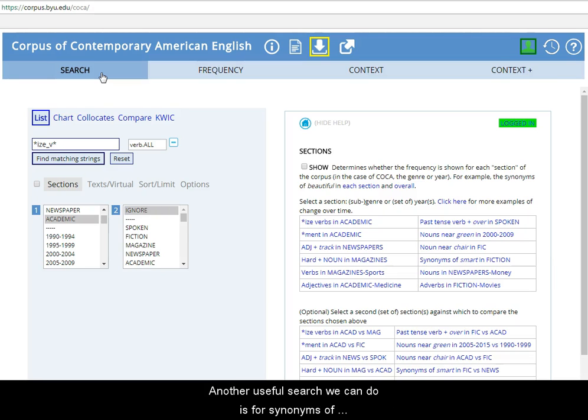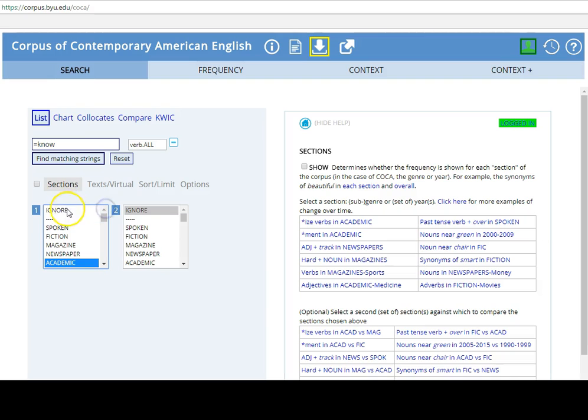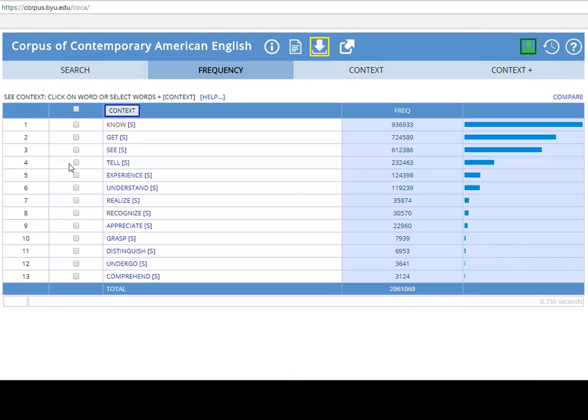Another useful search we can do is for synonyms of individual words and for synonyms of words within a phrase. The syntax for individual words is equal sign and then the word with no space in between. So if we wanted to explore synonyms for know, we would write equal sign KNOW and then search. This will produce a list of synonyms in order of their frequency in the corpus.